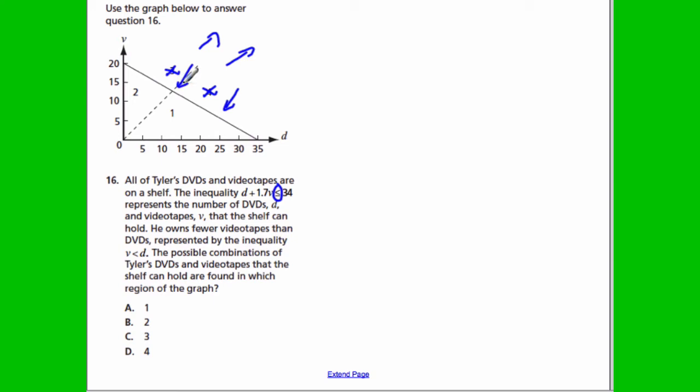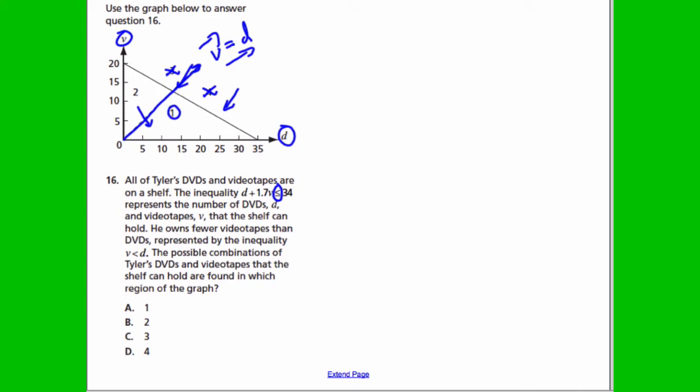It also says that V has to be less than D. So if I'm looking at this, this is V, the y-axis, and this is D, the x-axis. And they're saying V has to be less than D. Well, this line right here represents where V is equal to D. If your videotapes are less than your DVDs, it means I have to be below that line. So I am guessing it's region 1.